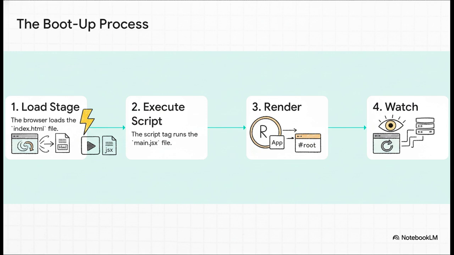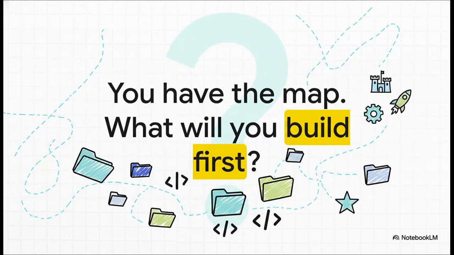From that point on, React is running the show, and Vite is in the background, watching your every move, instantly updating the browser every time you hit save. And that's it. See? Not so scary after all, right? The whole Vite React structure is actually this really smart, well-organized system that's just designed to get out of your way so you can start building cool stuff. You've officially got the map. You know where everything is and what it does. So the only question I have for you is, what are you going to build first?